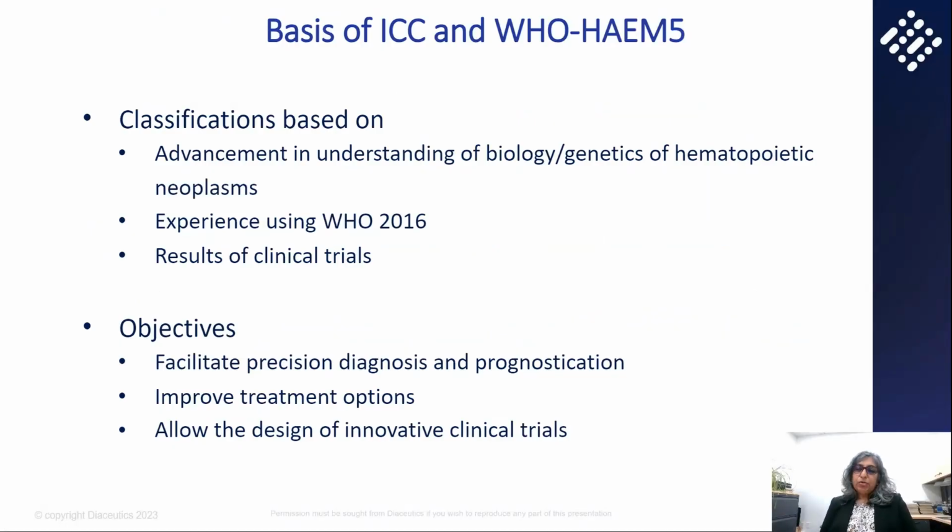Both ICC and the WHO 5th edition classifications are based on advancements in the understanding of the biology and genetics of hematopoietic neoplasms. Based on our experience using the prior WHO 2016 classification, many entities that we included needed to be modified. Some we eliminated, new entities were added, and these classifications are also based on our experience from the results of clinical trials. Both have the same objectives: to facilitate precision diagnosis and prognostication, which in turn improves treatment options, and also to allow the design of innovative clinical trials.